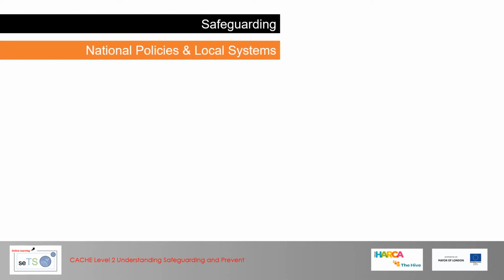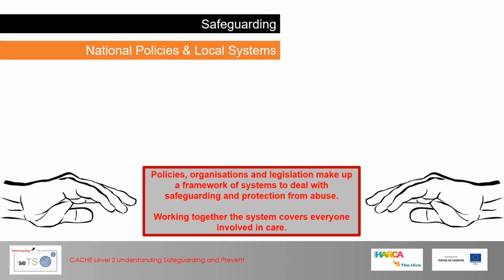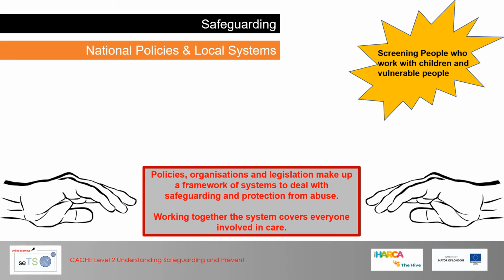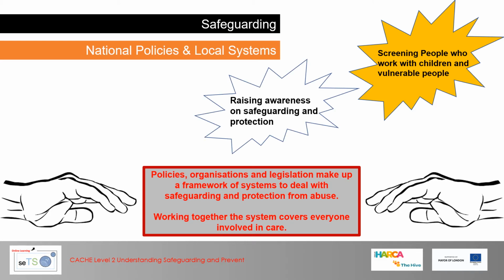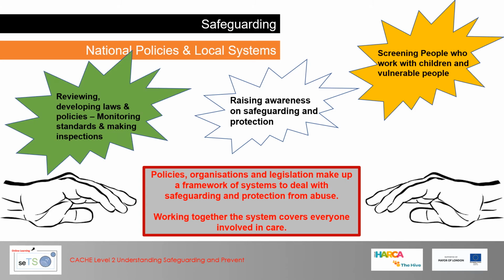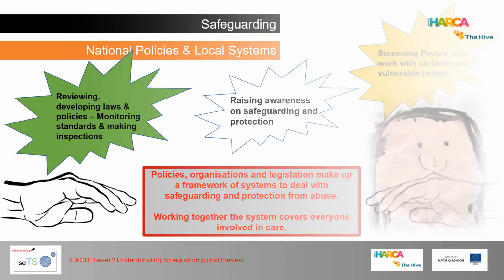National policies and local systems. Policies, organisations and legislation make up a framework of systems to deal with safeguarding and protection from abuse. Working together, the system covers everyone involved in care, such as screening people who work with children and vulnerable people, raising awareness on safeguarding and protection, reviewing, developing laws and policies, monitoring standards and making inspections.